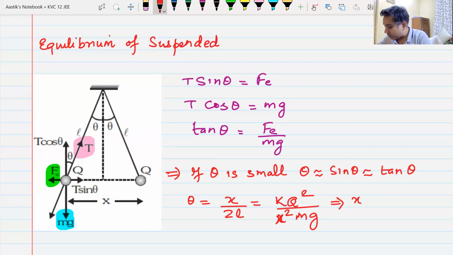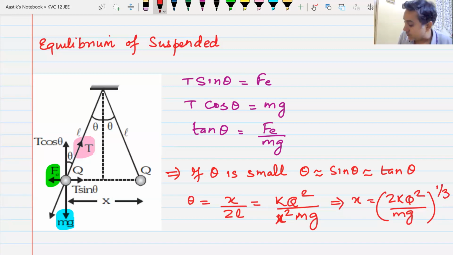The value of X would be equal to the cube root of 2kq square by mg, where k is 1 by 4 pi epsilon naught. Do we understand this? Yes, sir.